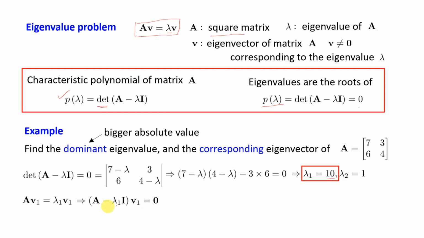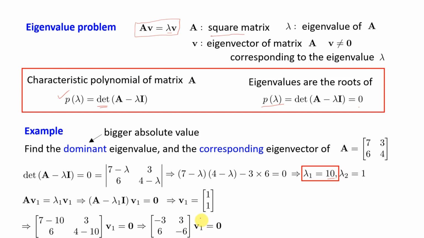So A minus lambda I times V1, where lambda 1 is 10, gives 7 minus 10 and 4 minus 10, so I have [minus 3, 3; 6, minus 6] V1 equals 0. Clearly V1 equals 0 we will not take. We'll see any other value. Here minus 3 plus 3 equals 0, and 6 minus 6 equals 0. Therefore, V1 is [1, 1], which will satisfy this.